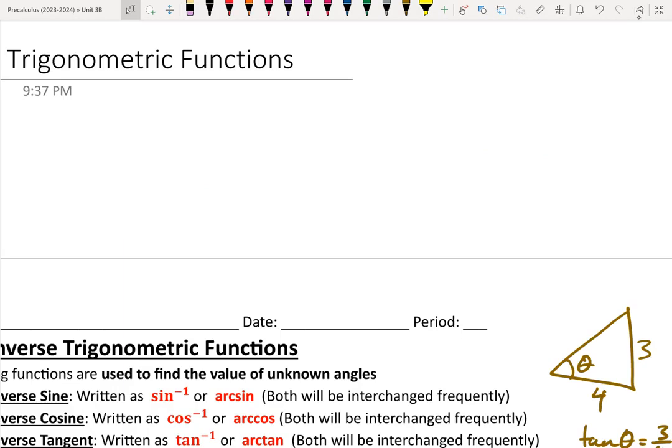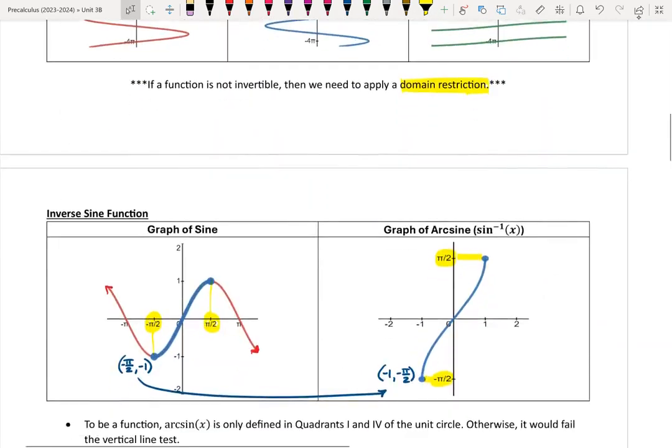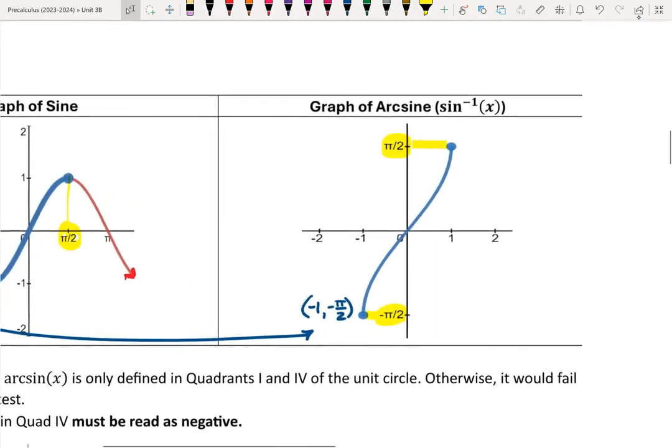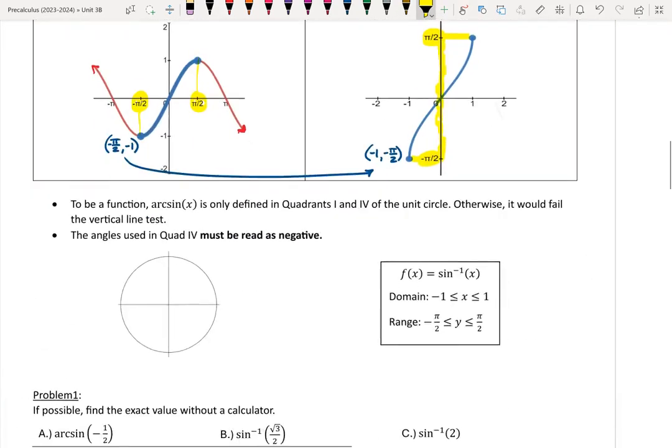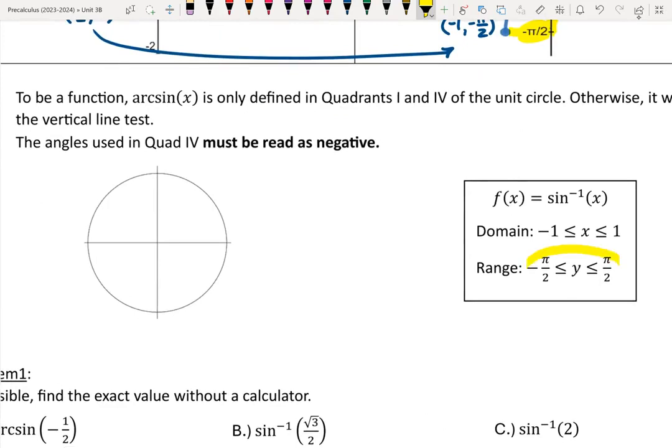Now, since we are taking our y values on our sine function from negative pi over 2 all the way to pi over 2, and that is it, that provides a restriction for us. And that is the domain restriction right here: our outputs for sine inverse can only be between negative pi over 2 and pi over 2.